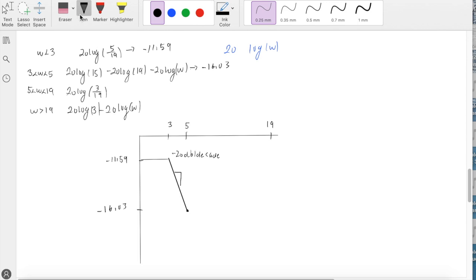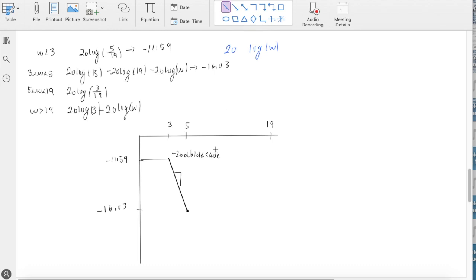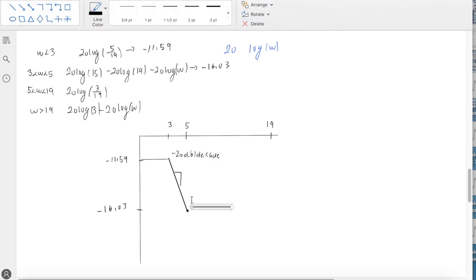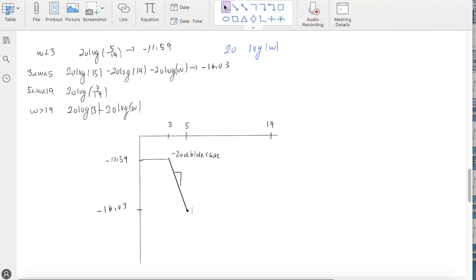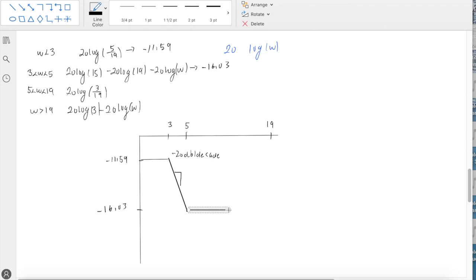And now we see for the second part, there is no slope because there's no log w, it's just a value. So we can simply draw a straight line from 5 all the way to 19.